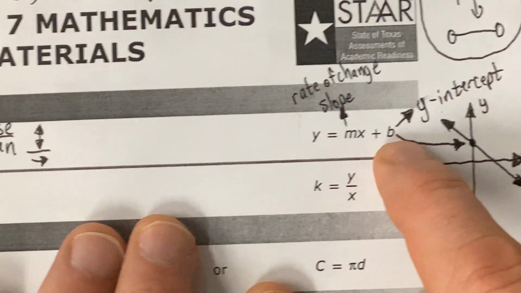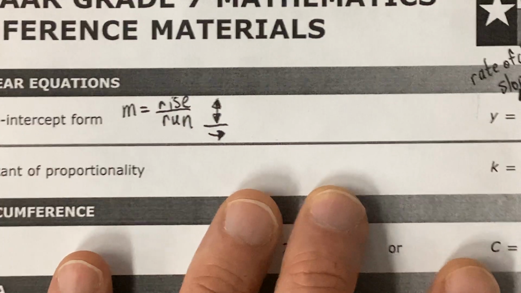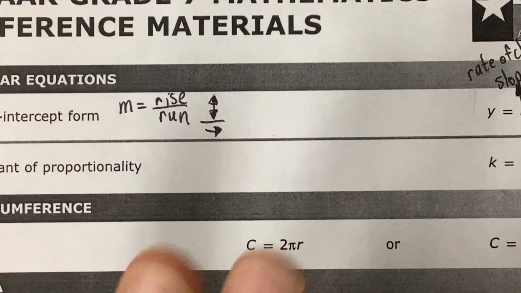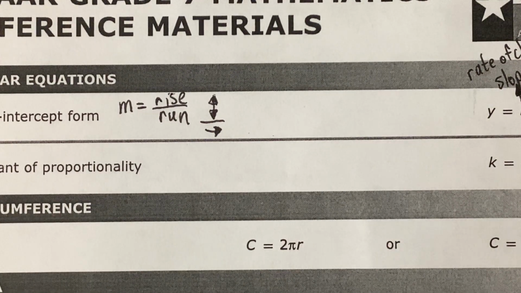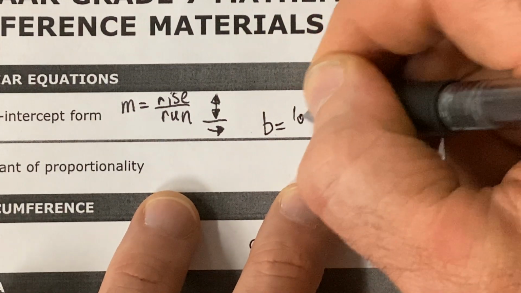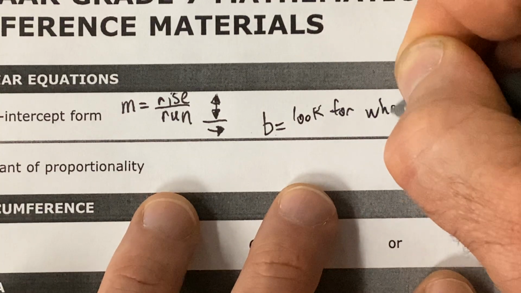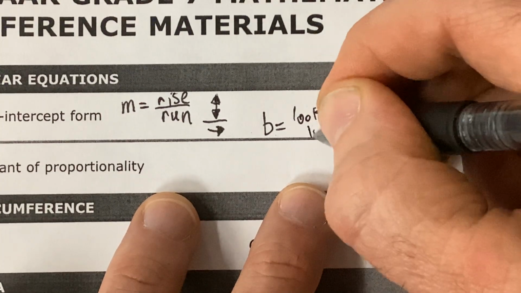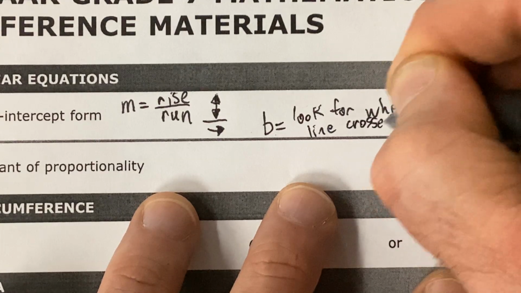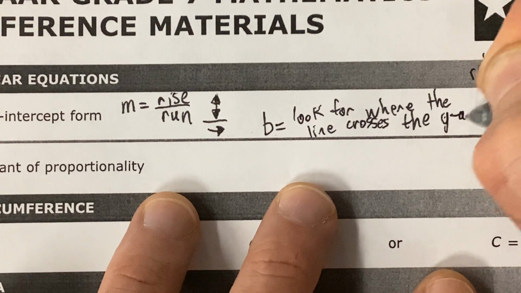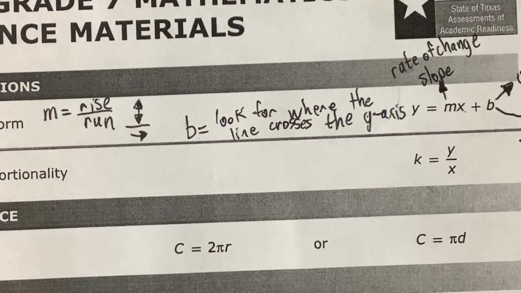How do we find the B, the y-intercept? And it's not necessarily like we're plugging in numbers or anything like that. Just in general, how do you find the y-intercept? Where the line crosses the y. Yeah, you just look for the place where the line crosses the y. So to find the B, all you have to do is look and see where it crosses the y-axis.